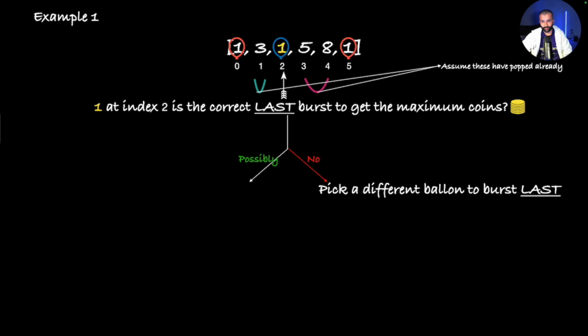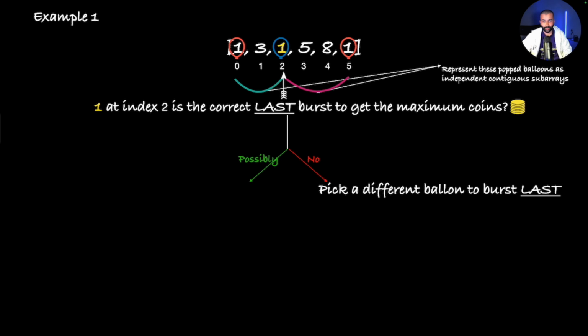So what I'm trying to say here is, this 1 at index 2, if it is the correct last balloon to pop, it sort of acts as a wall. We've essentially created two independent contiguous subarrays that don't really care for each other. And this is very different from what we saw in the permutation solution, where when we tried to pop a balloon, we would take elements from either sides of the subarray to calculate our cost.